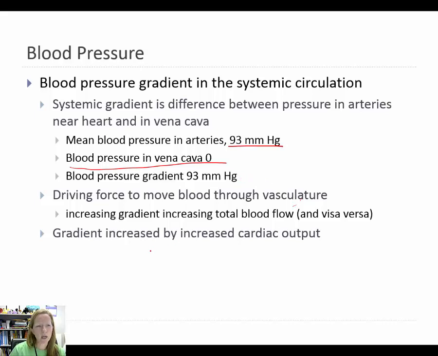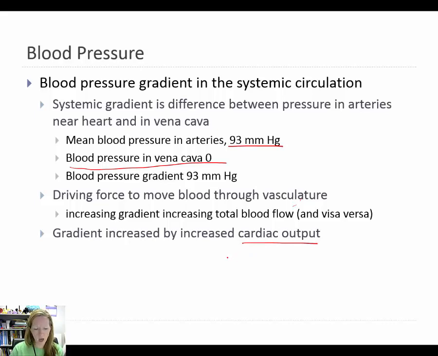This whole pressure gradient is going to be the driving force that moves blood through the vasculature. We'll talk about how an increase in gradient is going to help increase total blood flow, but if you have a decrease in this gradient, then you can have a decrease in blood flow. Blood pressure is going to be affected by things like cardiac output. We're also going to talk about how resistance can affect blood pressure, which we're about to talk about. But also blood volume is going to affect blood pressure.